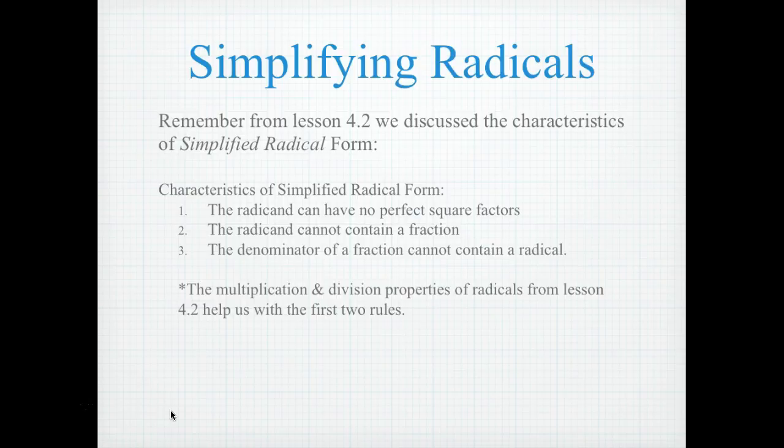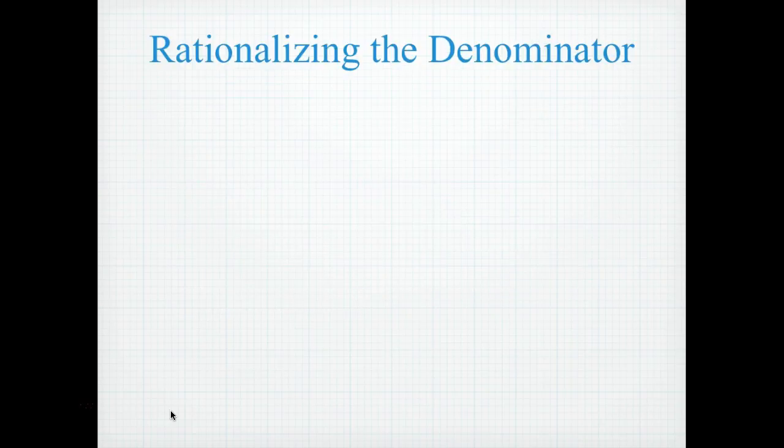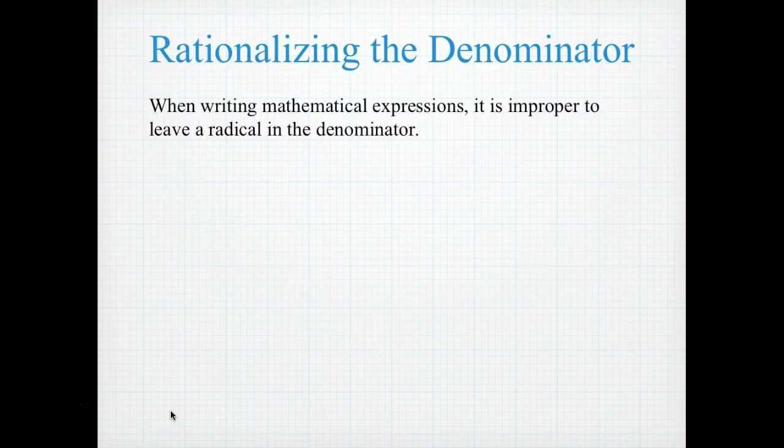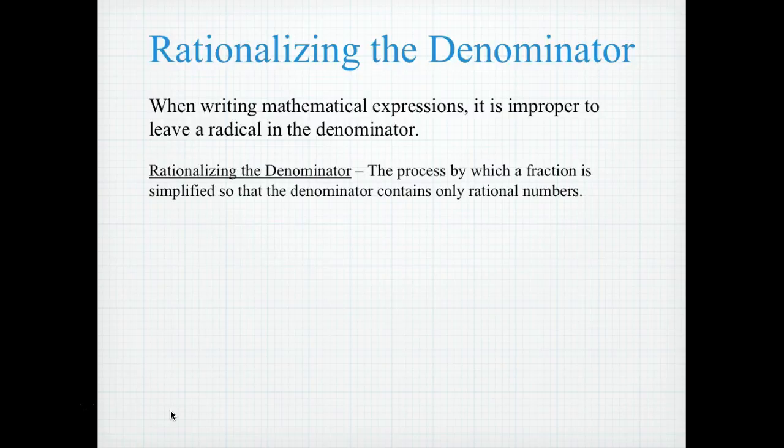The multiplication and division properties of radicals that we learned in Lesson 4.2 help us with the first two rules. In this lesson, we're going to learn how to properly eliminate radicals from the denominator. When writing mathematical expressions, it is improper to leave a radical in the denominator. Rationalizing the denominator is a process by which a fraction is simplified so that the denominator contains only rational numbers.